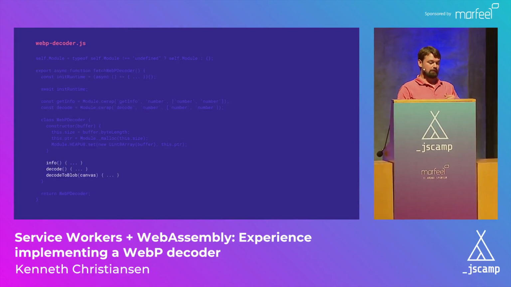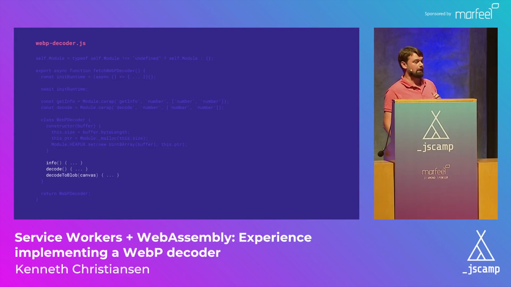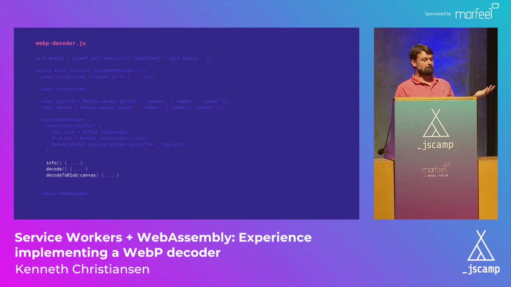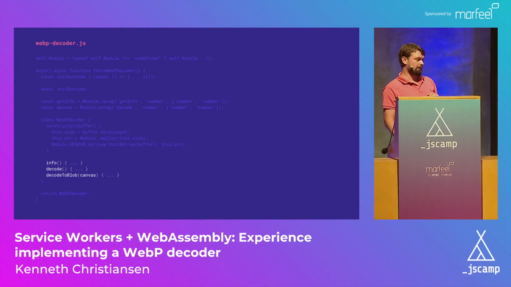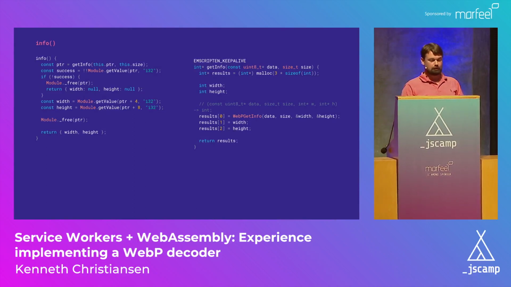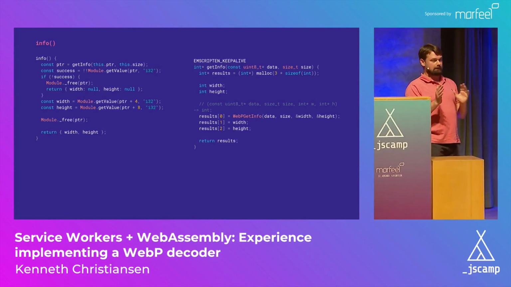From this, I'm adding 3 functions or 3 methods to my object. Info, that will give me the sizes. Decode, that will decode it. And a special function that allows me to decode directly to a blob using a canvas. So let's look at each of these functions and how I did that.